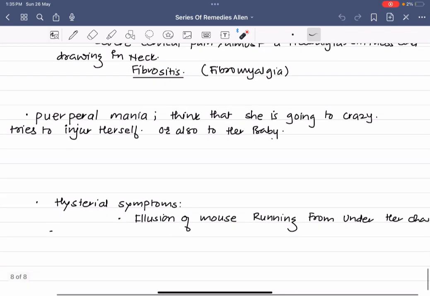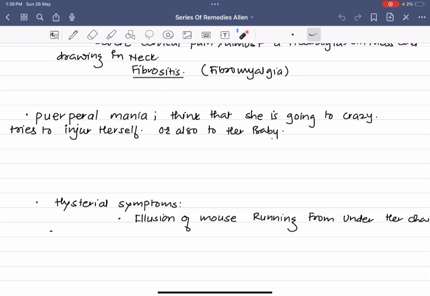Now there is another, hysterical symptom. Cimicifuga is a very well acting remedy in cases of hysteria. The hysterical symptom is the illusion of a mouse running from under her chair. This symptom we also find in Lac can, and also in Aethusa. So this is the hysterical symptom.